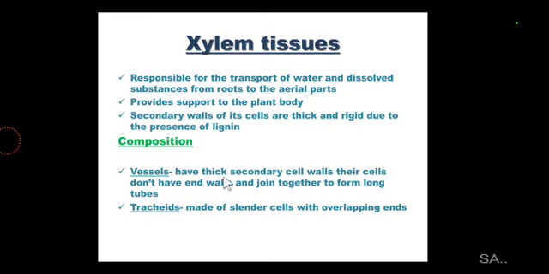If you look at the xylem vessels, then they are having thick secondary cell walls, and the cells don't have the end walls. Like the cells are joined together, but the end walls are absent, so that they are getting the shape of vessel, the shape of column, so that the water can flow easily through them, and they join together to form long tubes. The other type of cells that are found in the xylem tissues, they are tracheids, and they are the cylinder cells with overlapping ends.